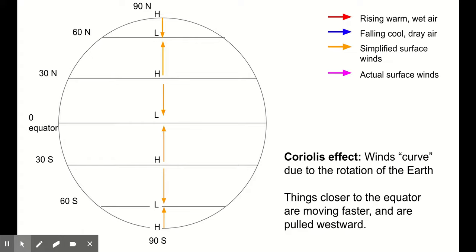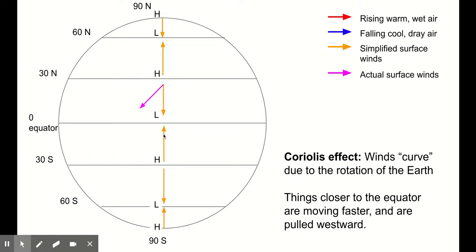And here's the little trick that I want to give you to figure out how they're going to curve. Things closer to the equator are moving faster and are therefore pulled westward with the spin of the Earth. So let's take a look at what that means for the purposes of wind. Look at this arrow. It's pointing down, so our wind is blowing down. Now things closer to the equator are pulled westward, which means that the tip of this arrow closer to the equator will be pulled westward, and our actual wind direction will look like this. That's what we saw on the map. Our winds in this latitude band are actually blowing mostly towards the southwest from the northeast.